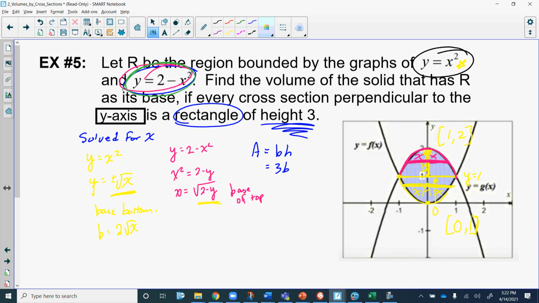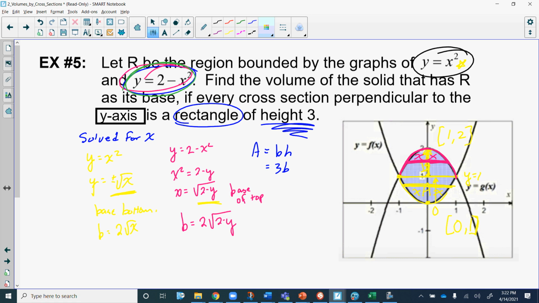This is x, so I have 2 of those. So here the base is going to be 2 of those, 2 minus 2 times the square root of 2 minus y. And that's going to make up our regions.